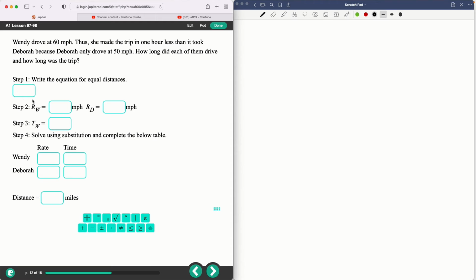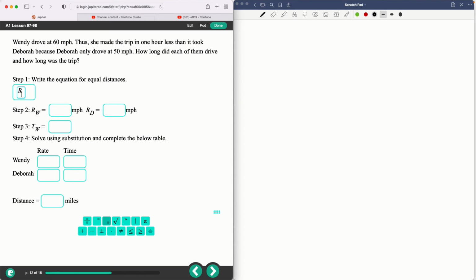So that means that the rate of Wendy, subscript variable please, times the time of Wendy is equal to the rate of Deborah times the time of Deborah. That's your equation that you're doing. The rate of Wendy drove at 60 miles an hour, so the rate of Wendy is 60. The rate of Deborah drove at 50, so the rate of Deborah is 50.